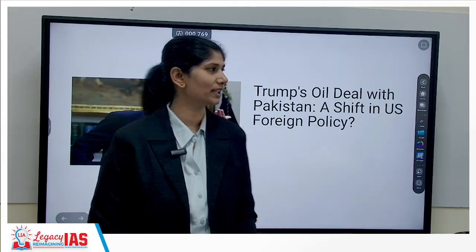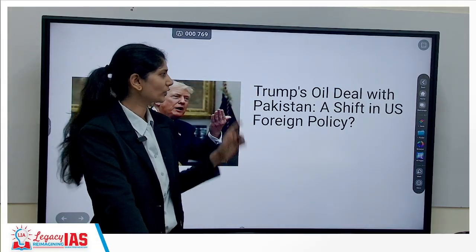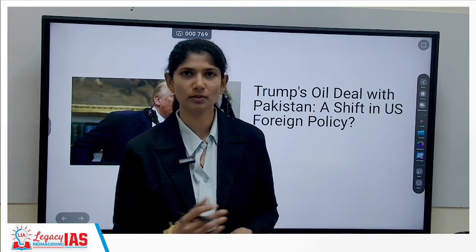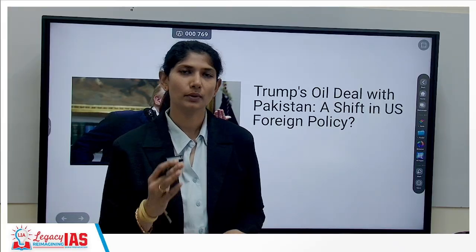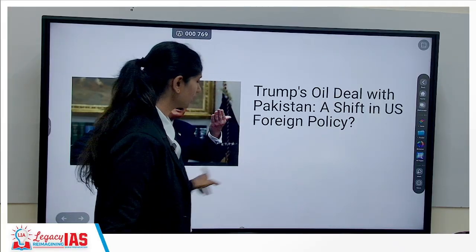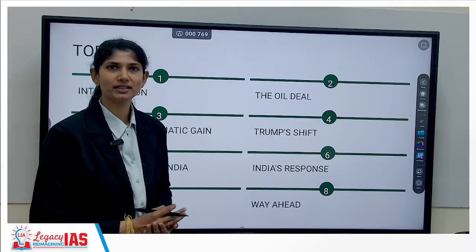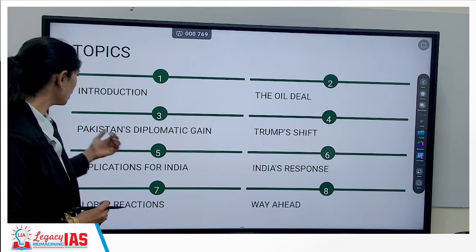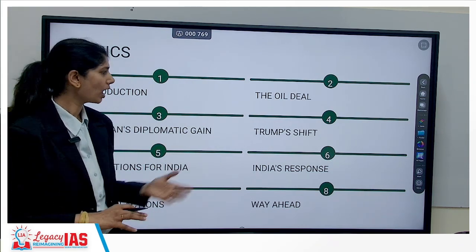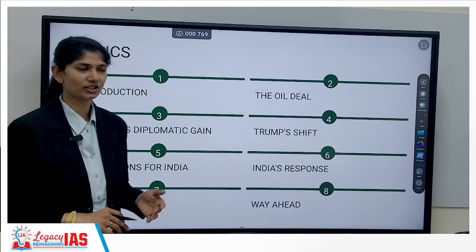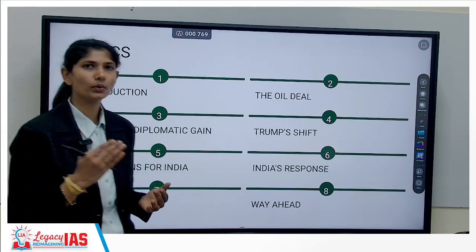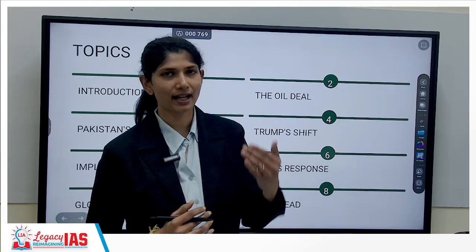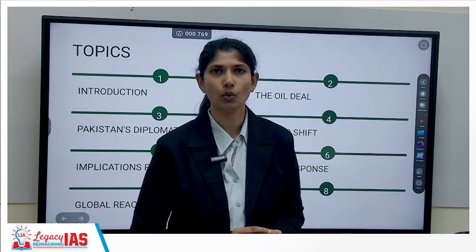In this video, we will be looking into a current affair topic, Trump's oil deal with Pakistan. We will be observing whether there is a shift in the foreign policy of the US with regard to South Asia. First and foremost, the topics that we will be discussing are: what is the oil deal, what is Pakistan's diplomatic shift, and how is the US reciprocating that shift. We will also be seeing what the implications are for India, what challenges lie ahead, and how India can navigate this course of action.